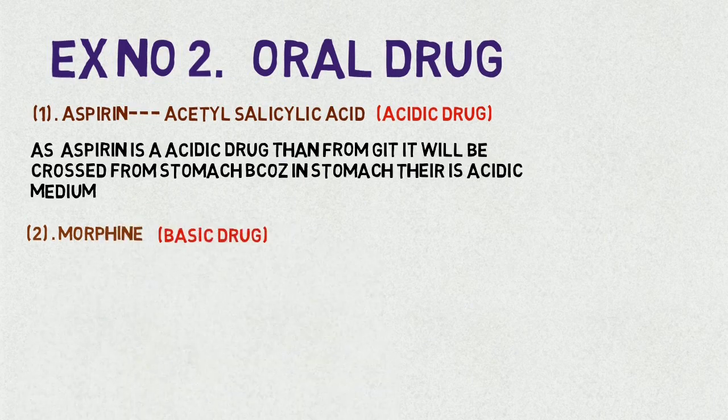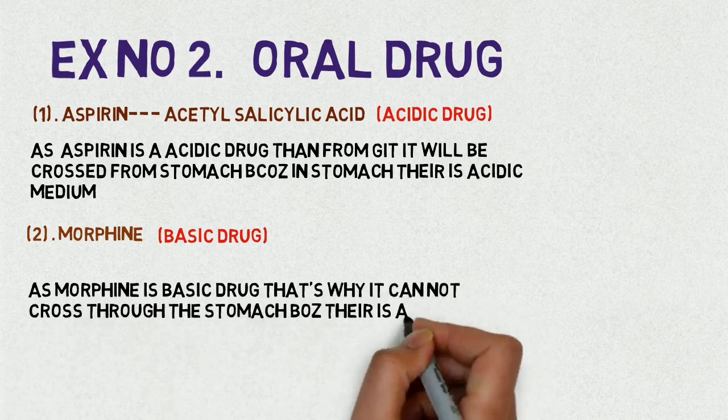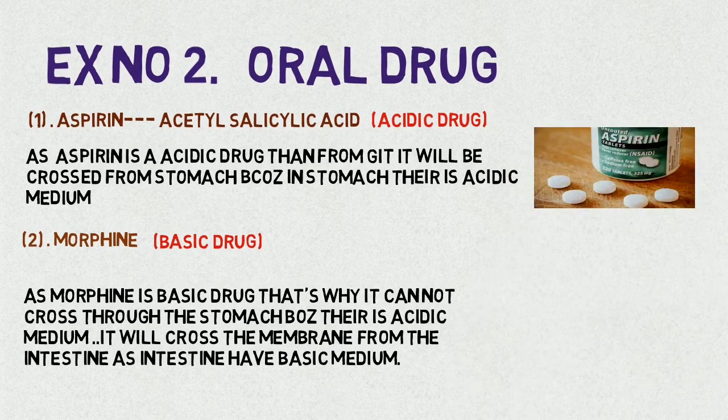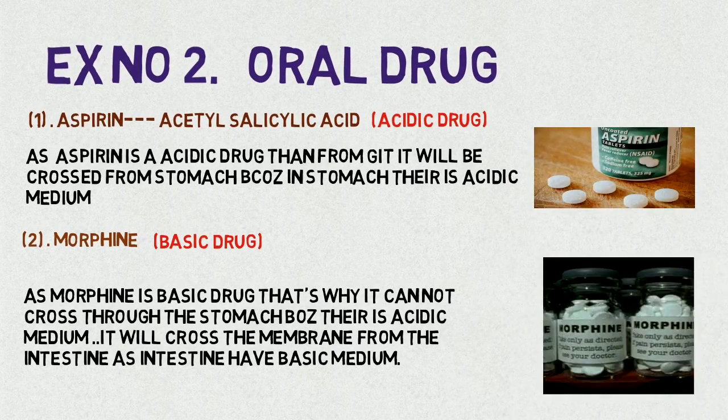Now morphine is a basic drug, so it will not cross the membrane in the stomach. That's why it will go to the intestine, and from there it will get the basic medium, then it will cross the membrane easily.